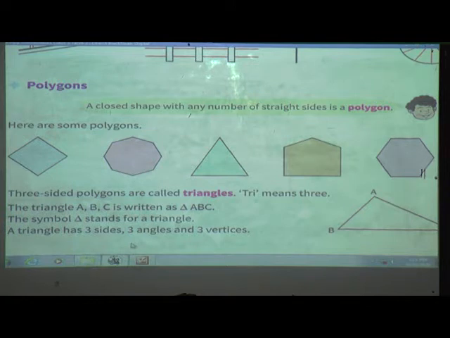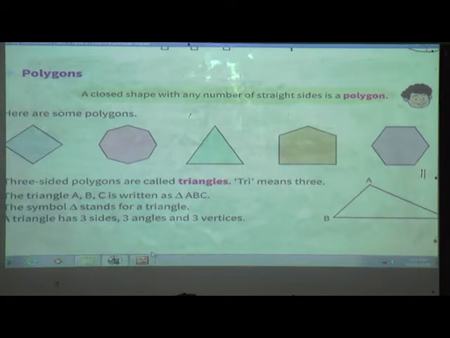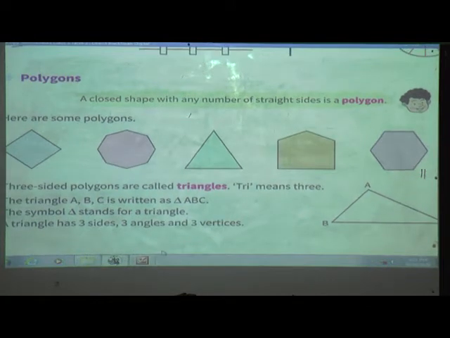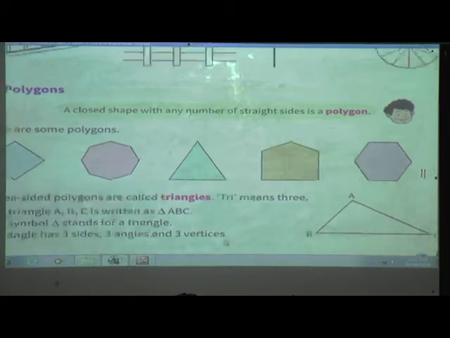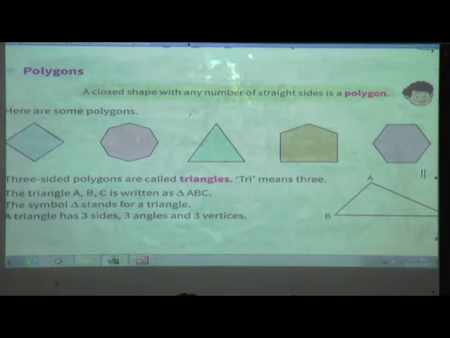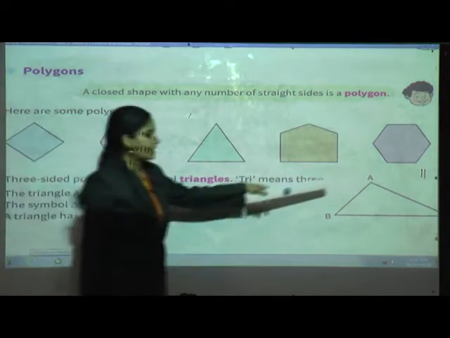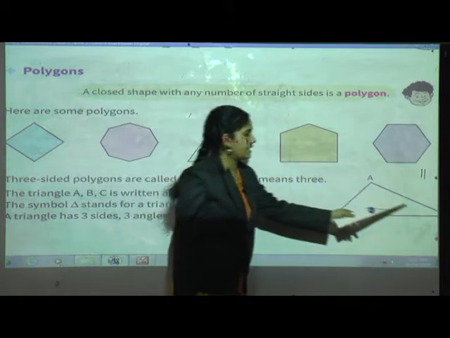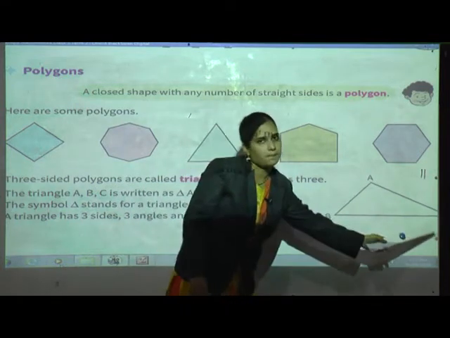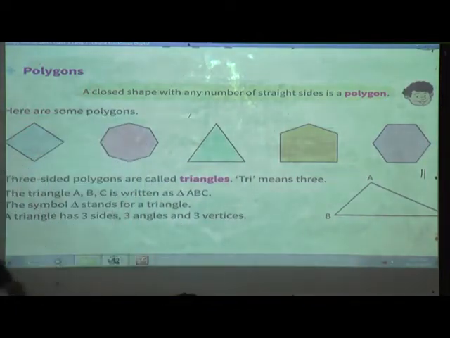Yes, three sides polygons are called triangles. Tri means three. See, three sides polygon. Here are the three sides: side AB, side AC and side BC. So it is called as a triangle.